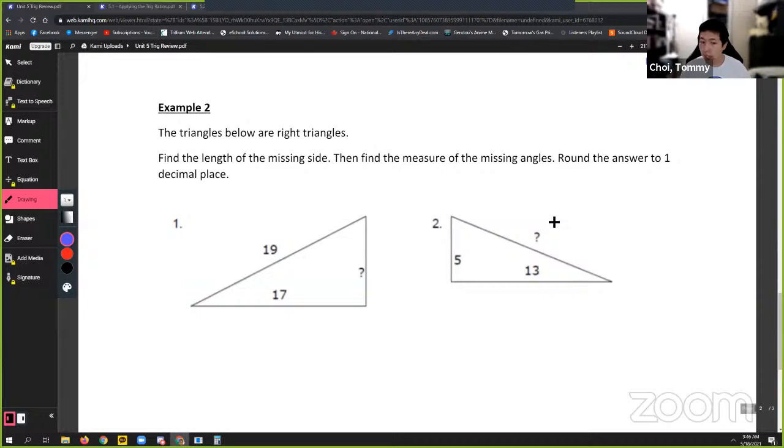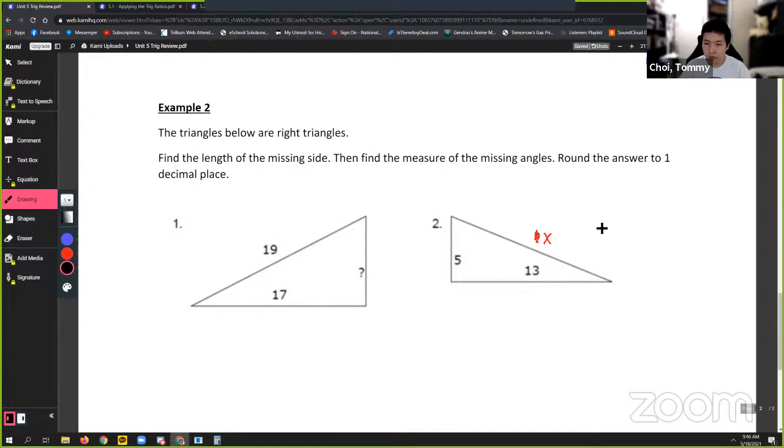So this is going to take a little bit of time. I'll do one question, and you can do the other. Okay? So I'm going to do question 2, because that's the easier one. So, first, we're going to solve for the missing side. Instead of calling it question mark, let's call it x. We don't know what x is.